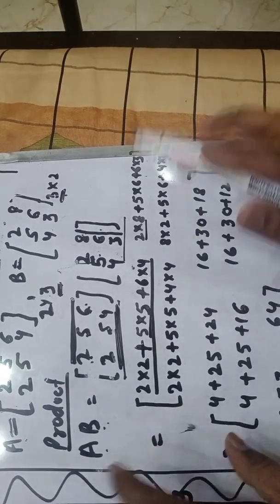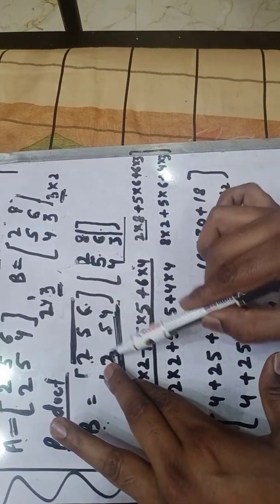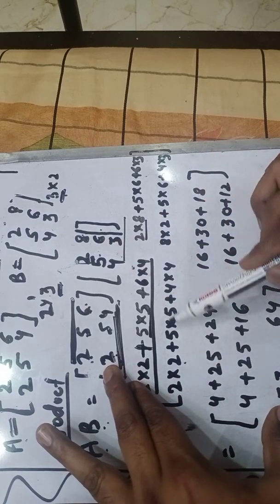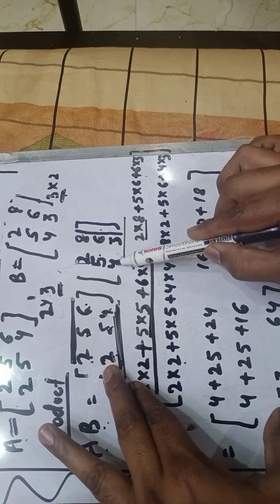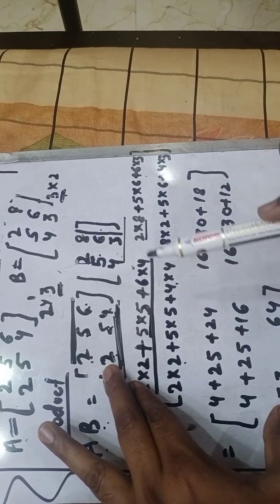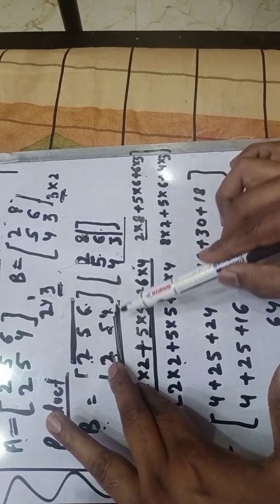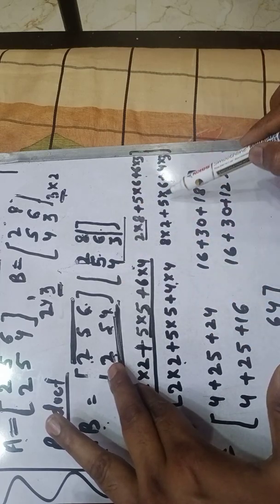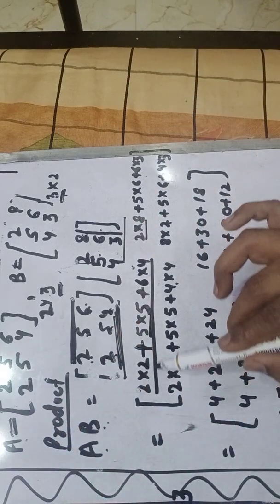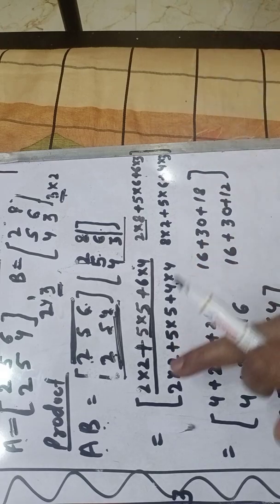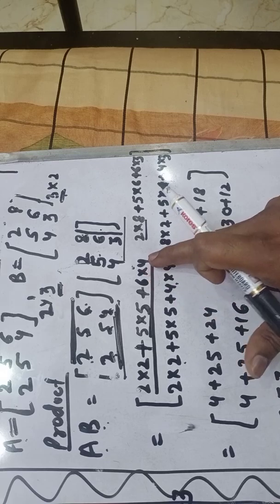What we have done is taken the second row and the first column again, so 2 into 2, plus 5 into 5, plus 4 into 4. In between we have to write plus signs. And similarly, last we have 2 into 8, plus 5 into 6, plus 4 into 3. And simply you have to add. So 2 into 2 would be 4, 5 into 5 would be 25, and 6 into 4 is 24.